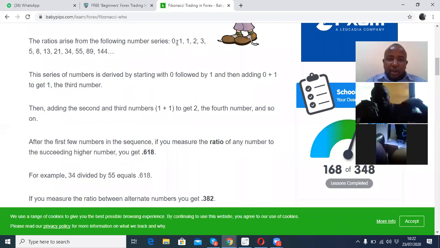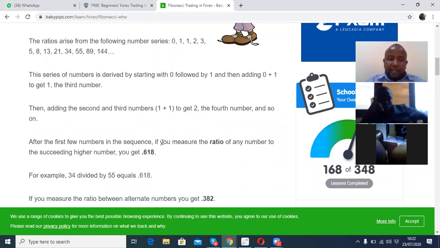Basically we start with 0, then 1, then we add 0 plus 1 to get the third number. 1 plus 1, we get 2. 1 plus 2, we get 3. 2 plus 3, we get 5. 5 plus 8, we get 13. 8 plus 13, we get 21, and so forth. Adding the second and third numbers, 1 plus 1 to get 2, and the fourth number, and so forth.